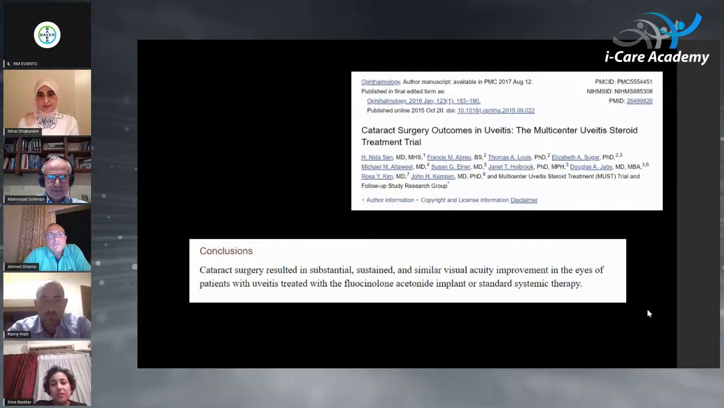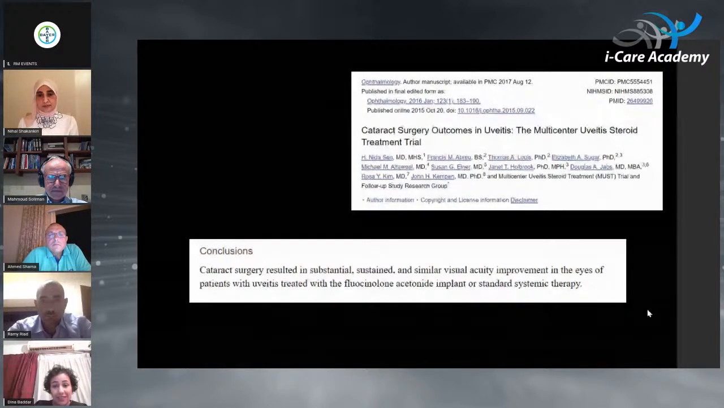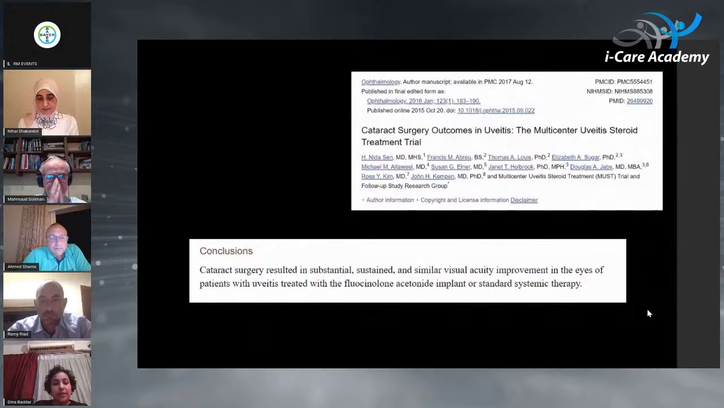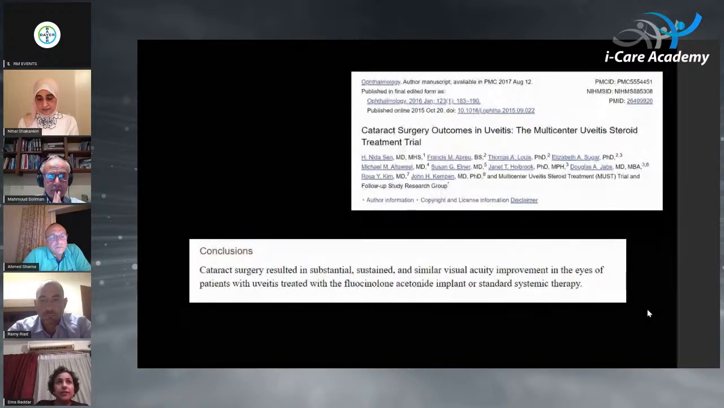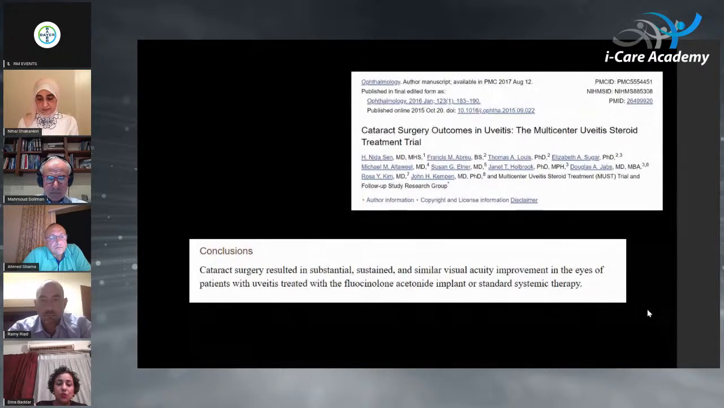Soliman, the MUST trial, which was a major trial in 2016, concluded that for substantial sustained control of inflammation in an eye, the fluocinolone acetonide implant and the standard systemic therapy are equal. So if you tighten systemic control and give steroids perioperatively, raising the dose just in the perioperative interim and then reducing according to inflammation afterwards, it's equal to the intraocular steroids.